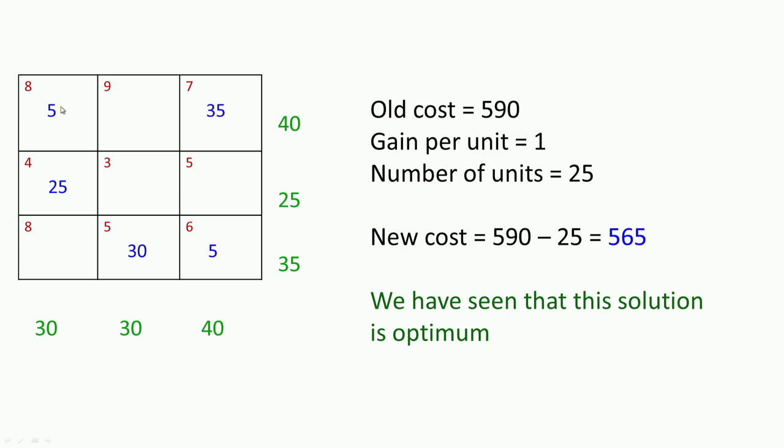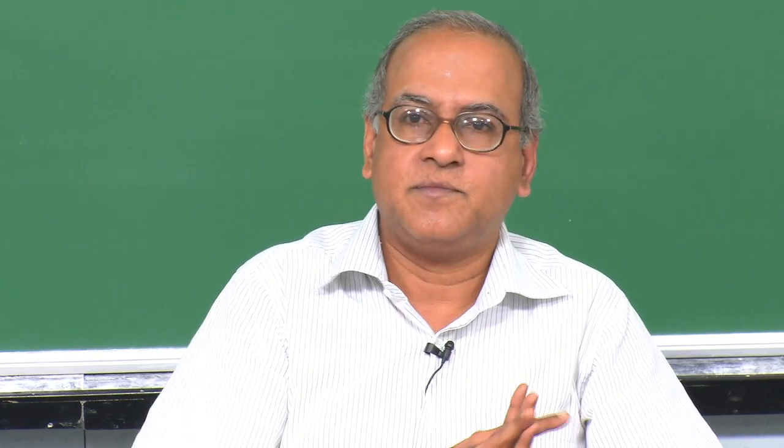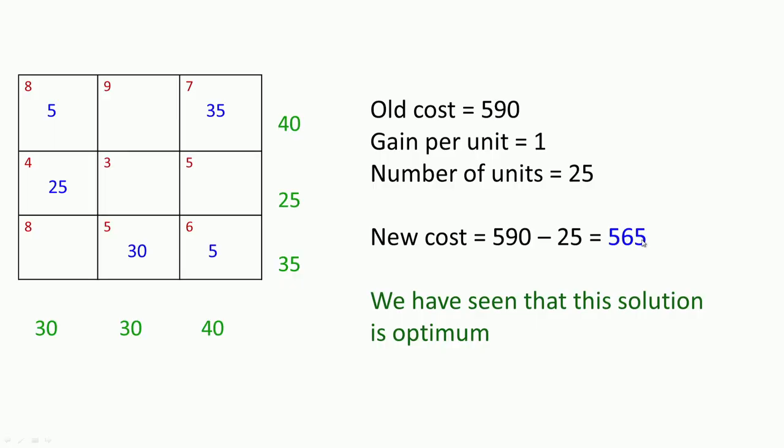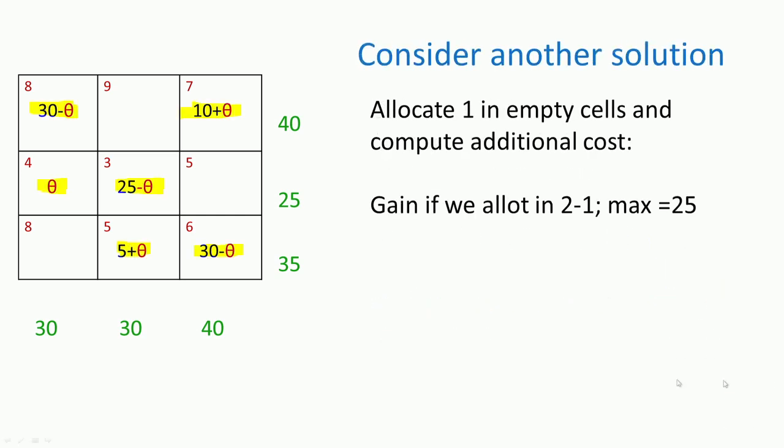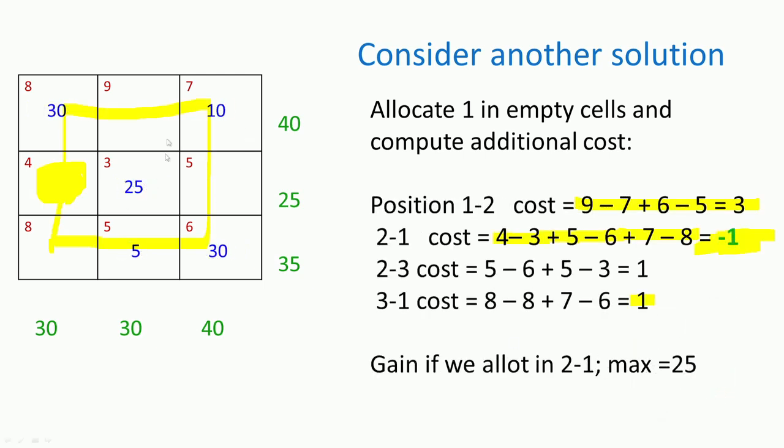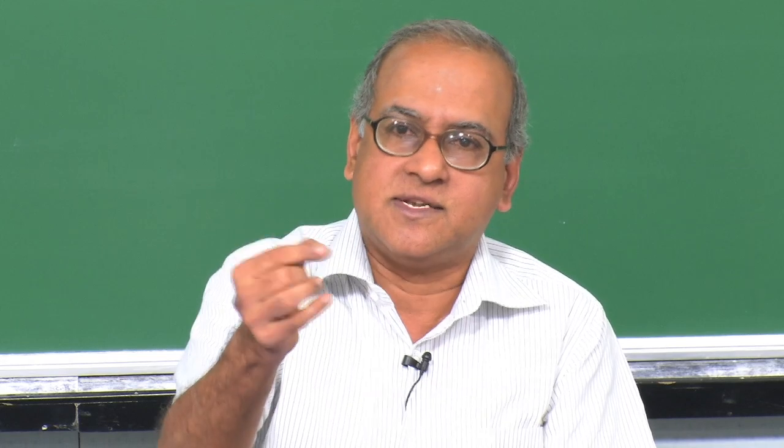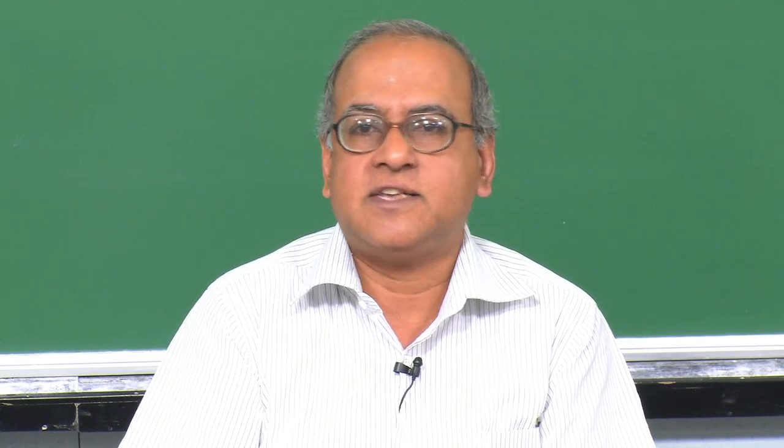Now, we observe that we have this solution. Again we also observe that the cost associated with this is 565. Now we can actually derive this 565 from the previous solution of 590, which was this. We said the unit gain is 1, or gain is minus 1, minus 1 represents the gain, the decrease in cost. The quantity that we were able to put there was 25. So per unit put the gain is 1, for 25 units the gain is 25. So 590 minus 25 is 565.